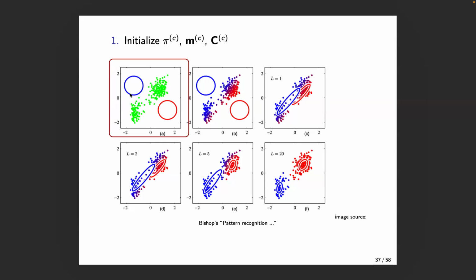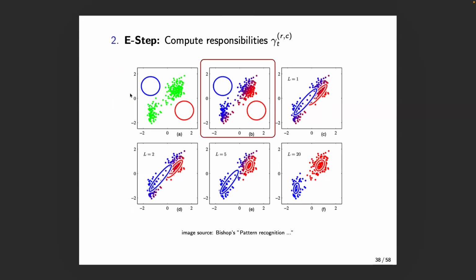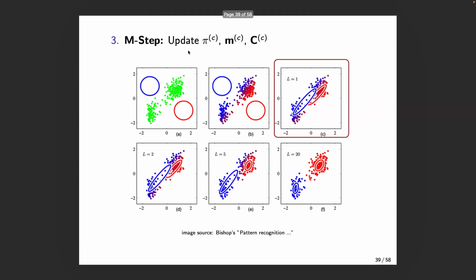This is the first initialization step. Then we compute responsibilities, or soft labels. Here you can see that each data point now has a higher probability of belonging to either the blue cluster or the red cluster. After computing these probabilities in the E step, we move to the M step, where we update the parameters. You can see that the shape of our Gaussian has changed, meaning the covariance matrix has changed. It's an anisotropic blob, an anisotropic Gaussian.